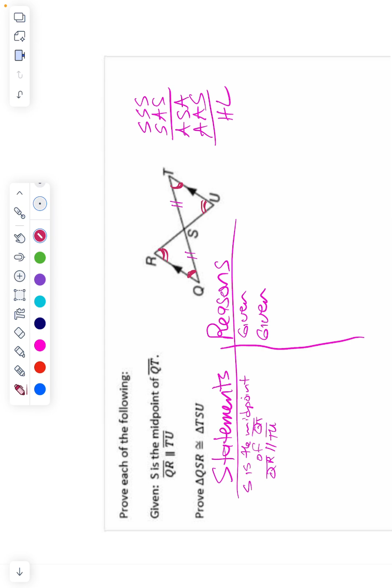Could you possibly say they're also vertical in a way? Since these two are vertical. Oh, you may not say R, U, T, Q are vertical. They are not. Right. Yeah.